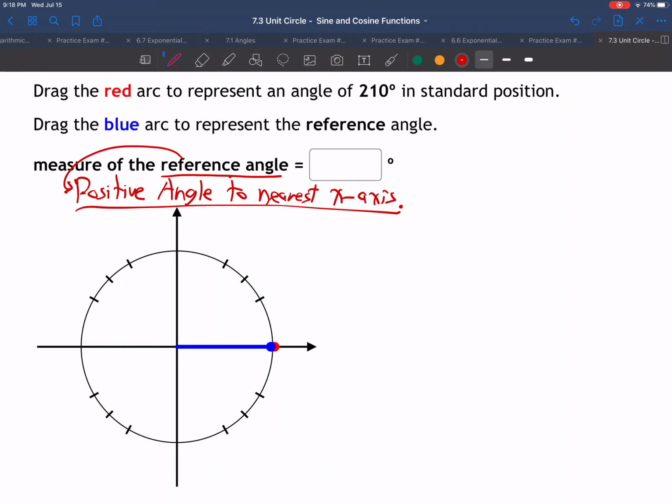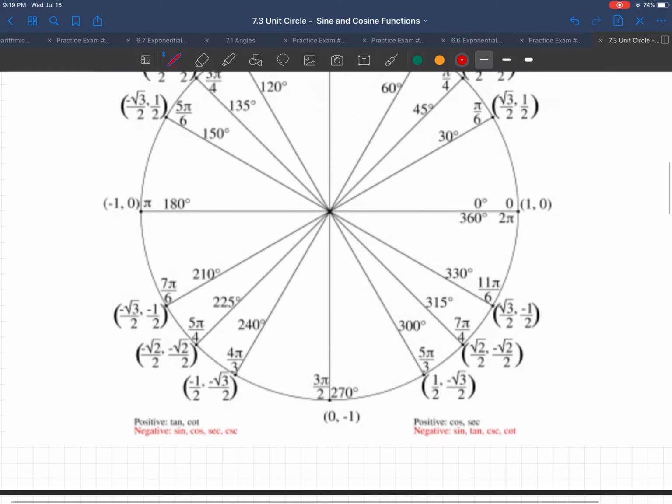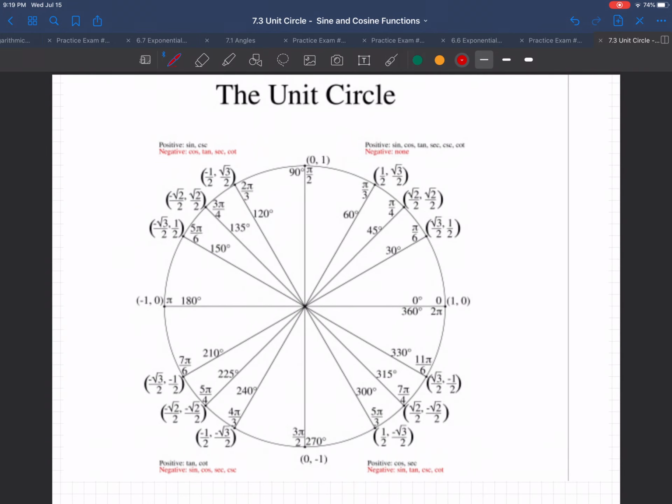Now, what are we talking about? Well, they want us, this is a great example, they want us to take the red arc and represent the angle 210 degrees. Now, let me compare it for you to the unit circle. So here is a picture of the unit circle. I'll be sending you a copy of this, and you could look it up on the internet yourself and get maybe even a better unit circle. But this will be very helpful. The most important thing in this chapter is to have this unit circle in your notes.